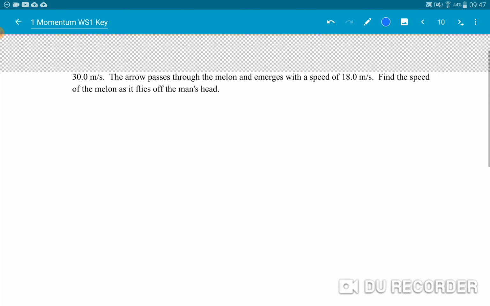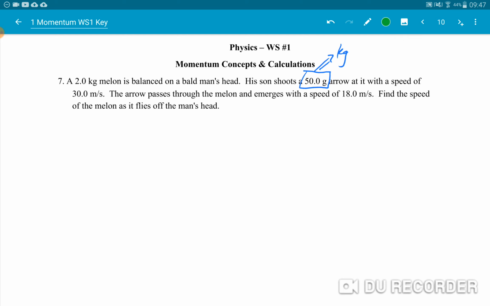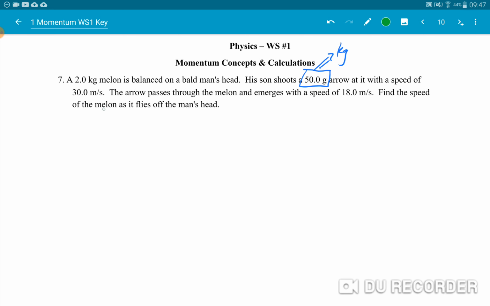All right, so let's identify our action. We should probably do that. His son shoots an arrow at that speed, so that is an action, but we're not looking at the change in speed necessarily of the arrow. We actually know that straight away, or the change of momentum of the arrow. But it says find the speed of the melon, so that's the interesting bit there.